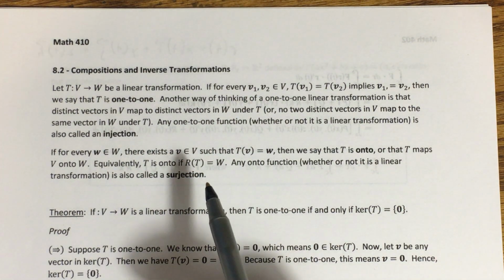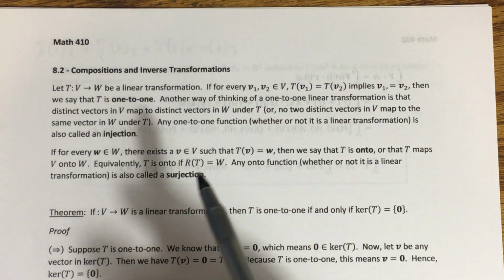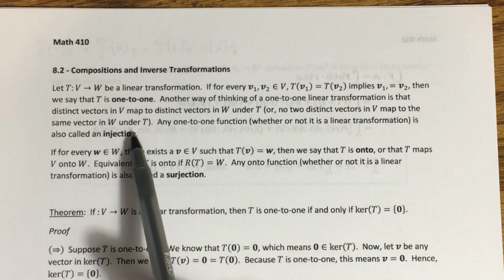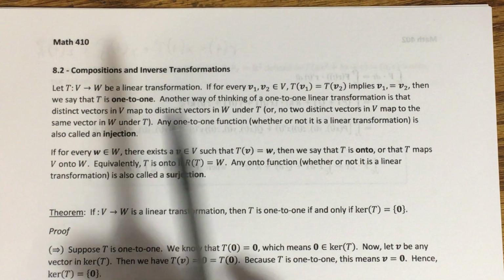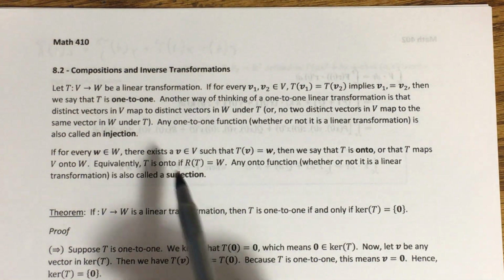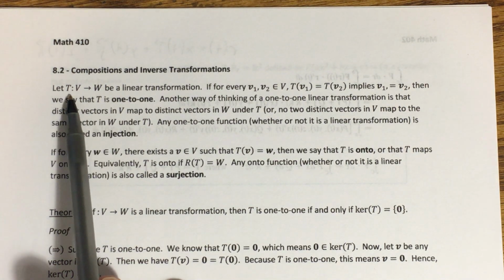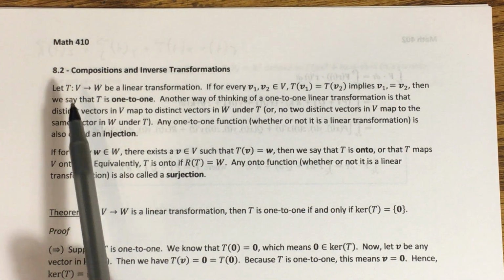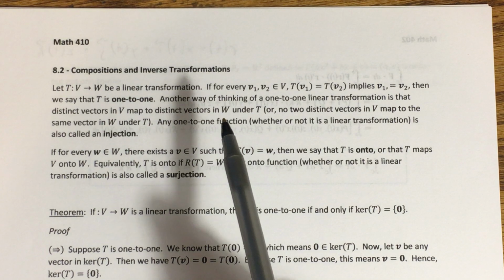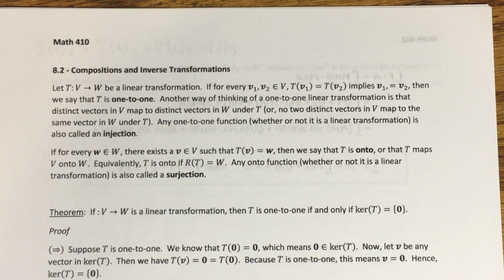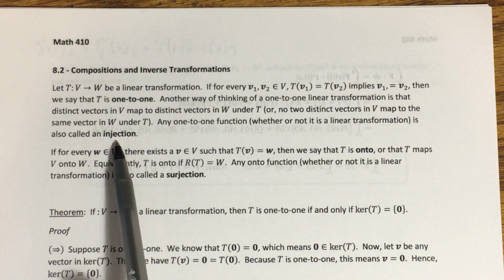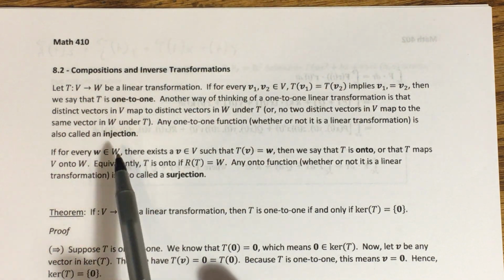Before we jump to the next term, I don't think your book actually uses this term, but in other courses you'll see it used. If a function, not just a linear transformation, but literally any function from one set to another, has this one-to-one property, then we call that function an injection. I may use that term here and there. I'm just throwing it in for reference.